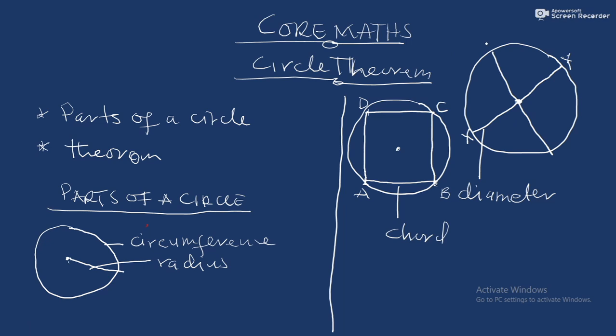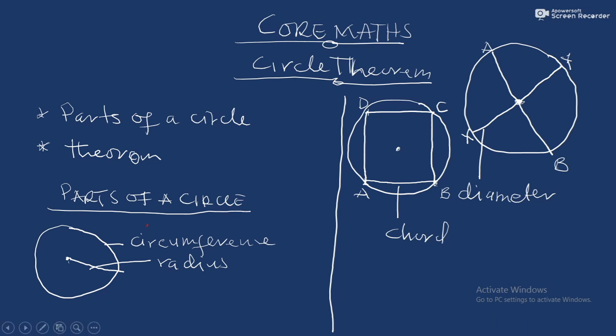So if this place is A, this place can be B. So line AB is a diameter. It is a diameter because it is a chord passing through the center of the circle.